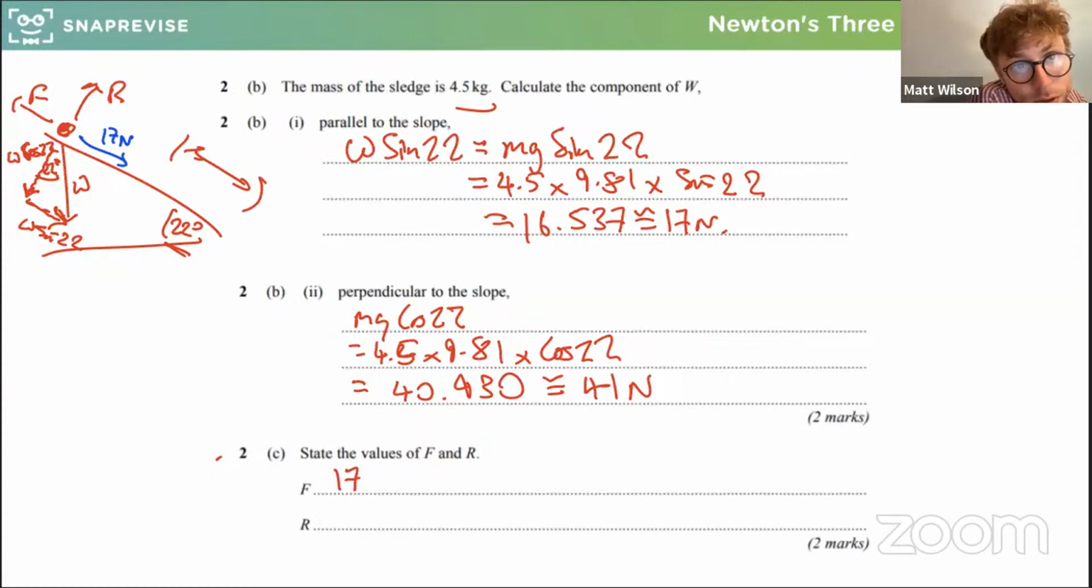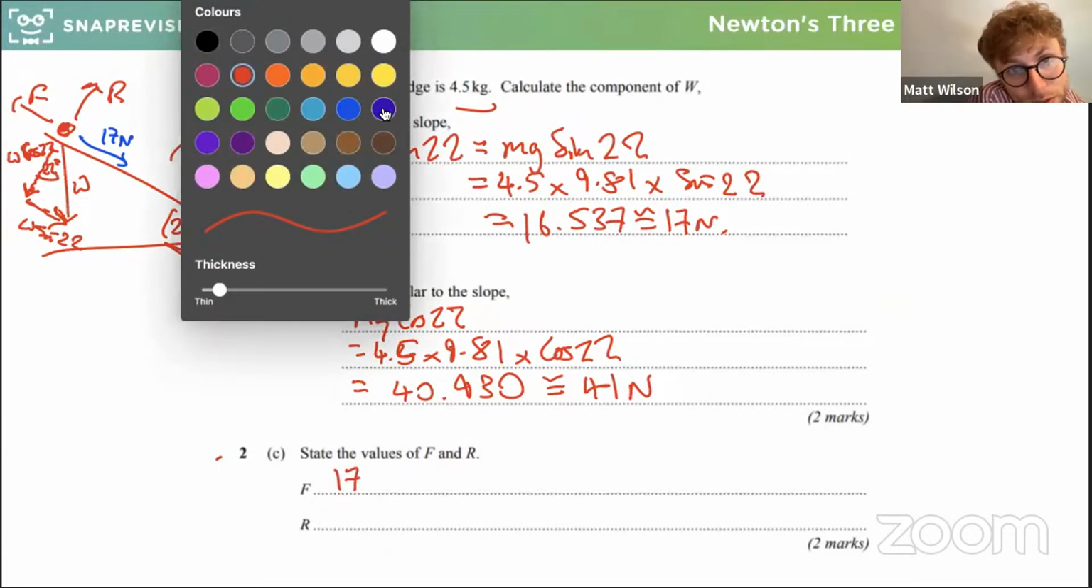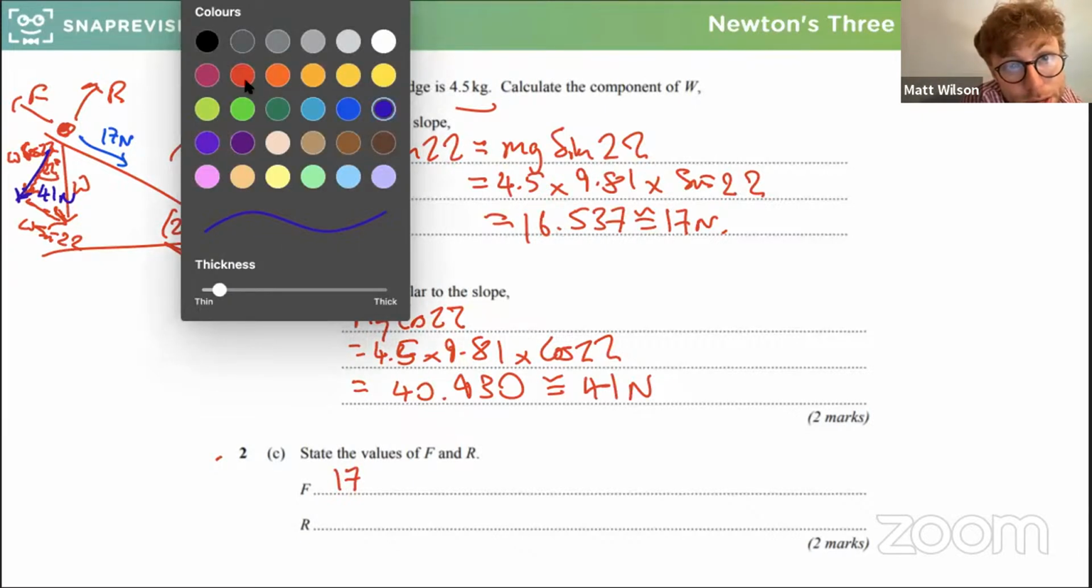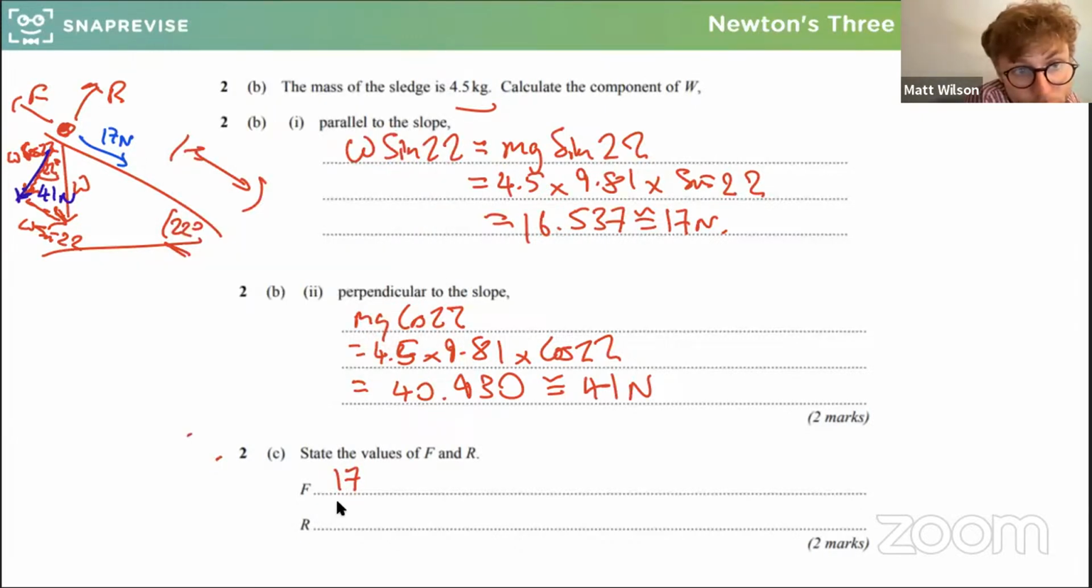Similarly, in the perpendicular to the slope direction, we found that the weight in this direction was 41 newtons. Now, since the object is only moving up and down the slope, it's not moving off the slope, it's in equilibrium at a constant velocity, the total force here must be 0. So the force into the slope must be the same as the force away from the slope. In other words, the reaction force, here, must be also 41 newtons, so that everything is balanced, so that we can have that constant velocity.